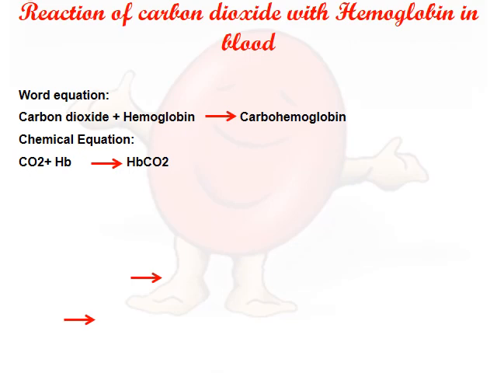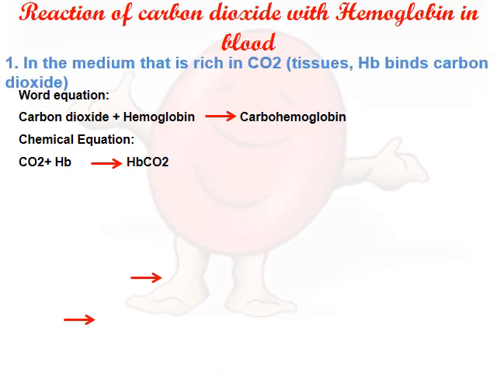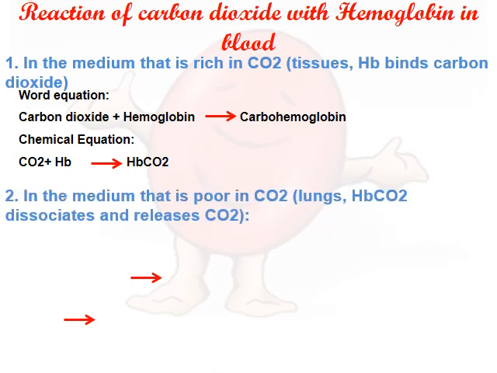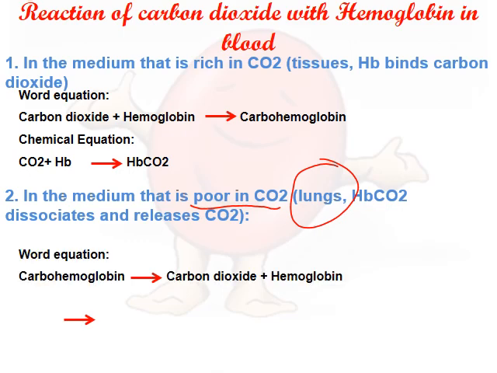Moving to the reaction between carbon dioxide and hemoglobin. This is the medium that's rich in CO2. Carbon dioxide plus hemoglobin give something known as carbohemoglobin. The chemical equation is CO2 plus Hb gives HbCO2. While the opposite, second one, in the medium that is poor in CO2, for example the lungs, HbCO2, which is carbohemoglobin, dissociates to give carbon dioxide. The word equation is carbohemoglobin gives carbon dioxide plus hemoglobin. The chemical one is HbCO2 gives Hb plus CO2.